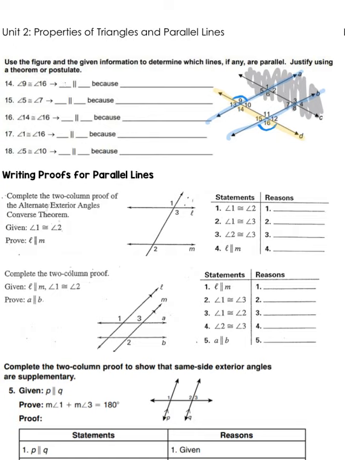So I can say that A is parallel to B, and 9 and 16 are on opposite sides of the transversal, and they're in the exterior. So this is because of the alternate exterior angles converse.